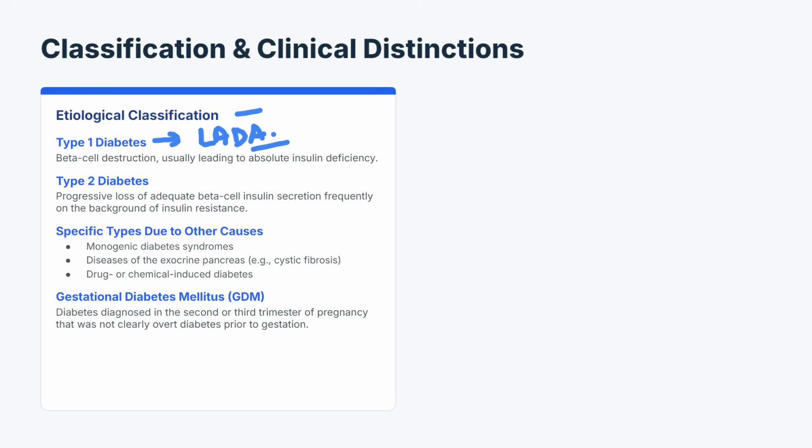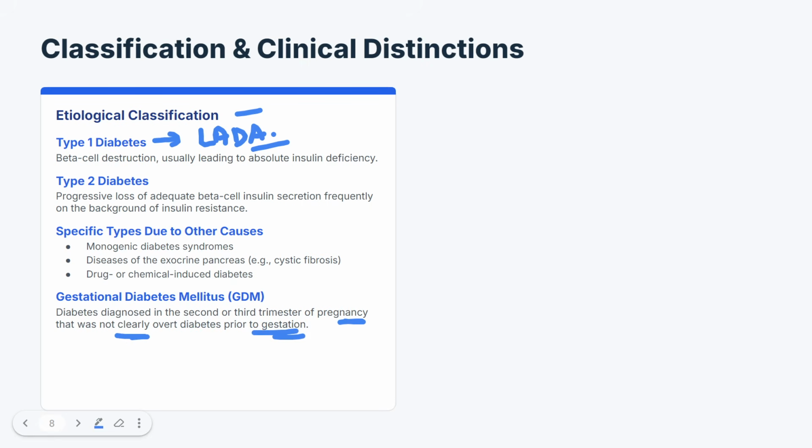Secondly, type 2 diabetes occurs due to non-autoimmune progressive loss of beta cell reserve, frequently on the background of insulin resistance. Then some specific types like monogenic diabetes syndromes, diseases of the exocrine pancreas like those due to cystic fibrosis, chronic pancreatitis, and drug or chemical induced diabetes. Then GDM is diabetes which is diagnosed in the second or third trimester of pregnancy that was not clearly overt prior to the gestation.